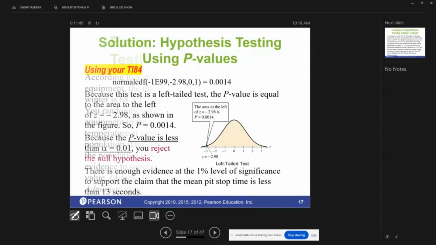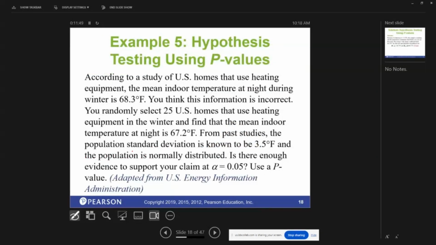All right, let's look at another one. According to a study of U.S. homes that use heating equipment, the mean outdoor temperature at night during winter is 68.3. So that's the first thing I'm going to make a note of. So my mean equals 68.3. If you think this information is incorrect, you randomly select 25 U.S.